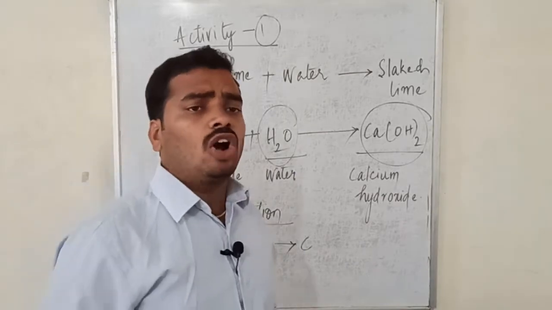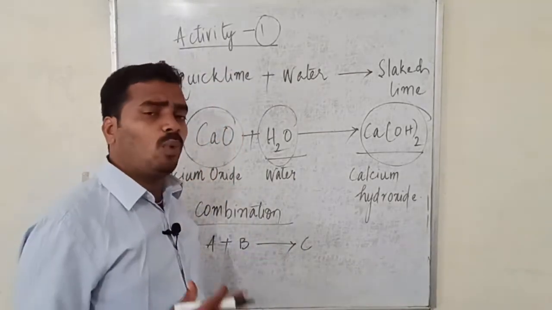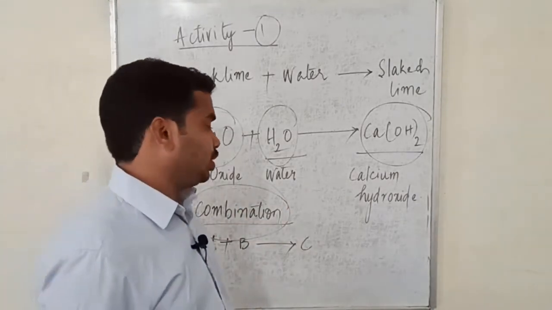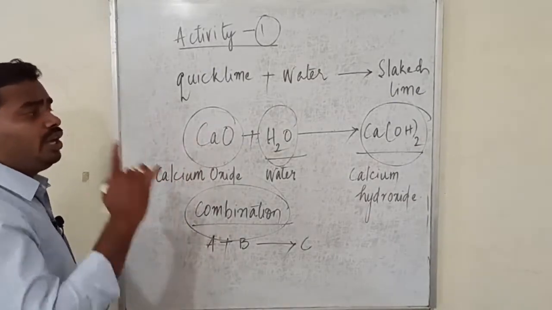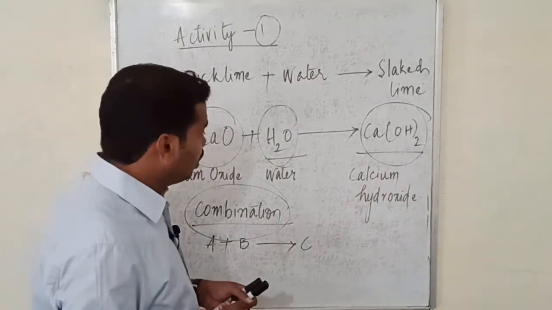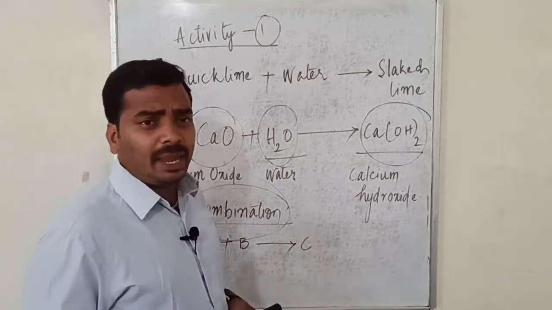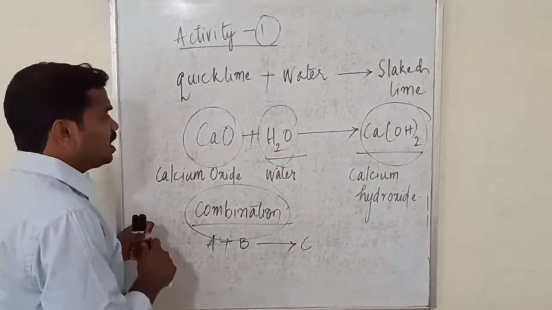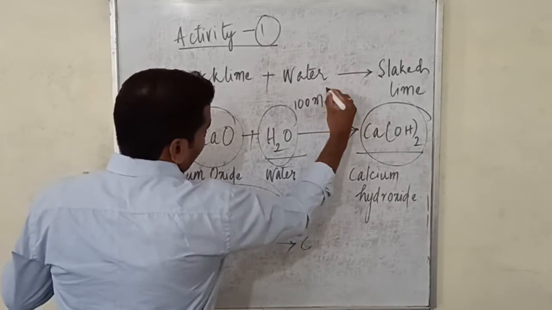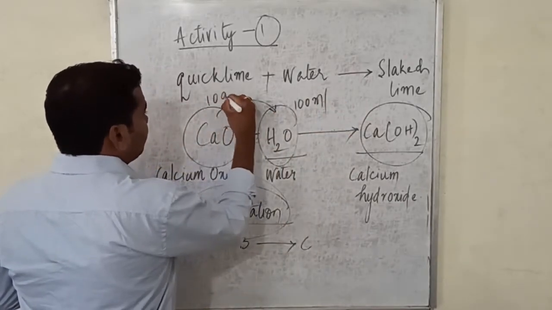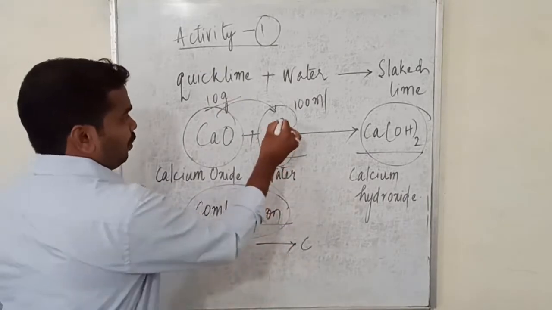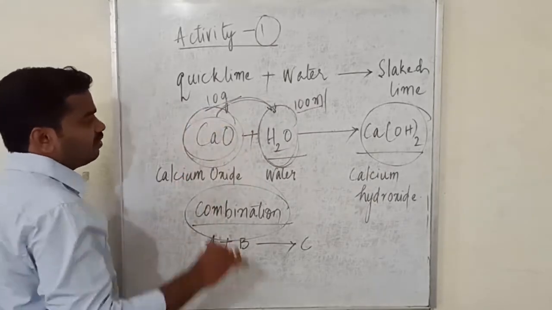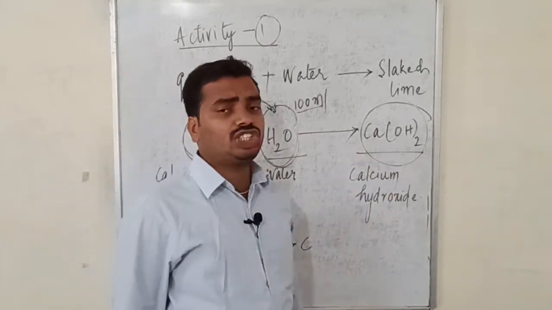Two or more compounds react to form one single compound, then such reactions are called combination reactions. In this, there is one more important interpretation which we have to make while performing this activity. They make 100 ml of this calcium oxide plus water solution. You will take 100 ml of pure water, and in that they would mix 10 grams of calcium oxide, which results in a solution of calcium hydroxide.